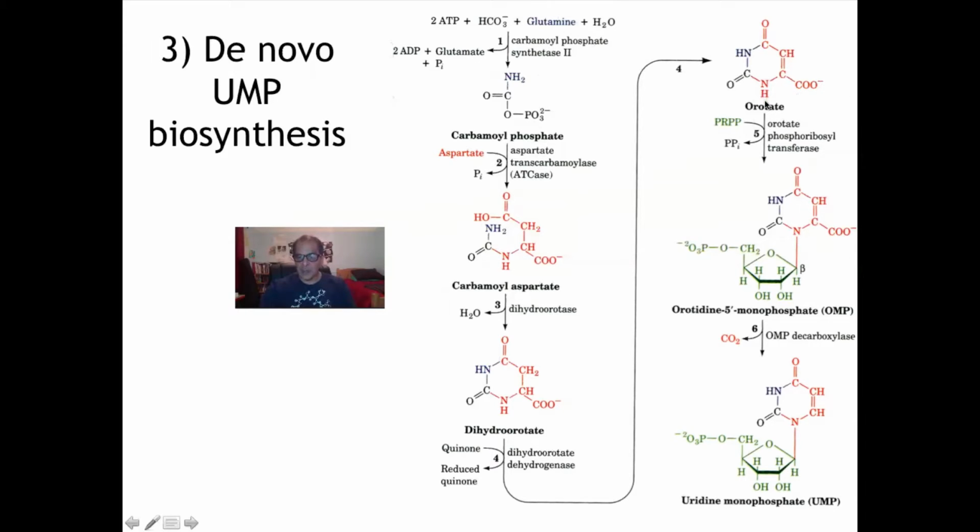And then that orotate reacts with this activated form of ribose to form orotidine 5' monophosphate, OMP. OMP is the same as uridine monophosphate, except once again, we have this extra carboxylate group attached to the C6 carbon of the pyrimidine ring. Then what we need to do to form UMP is to remove that carboxylate group. That's the job of this enzyme, OMP decarboxylase. It releases this carboxylate group as carbon dioxide to produce UMP.